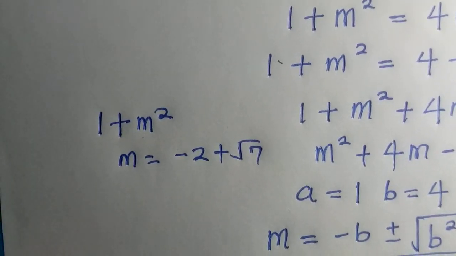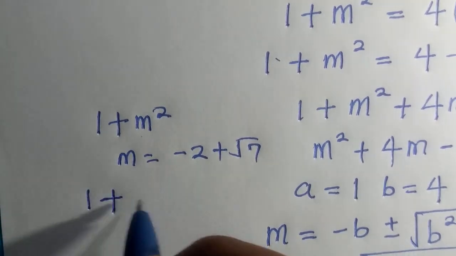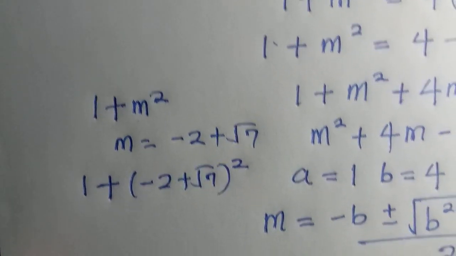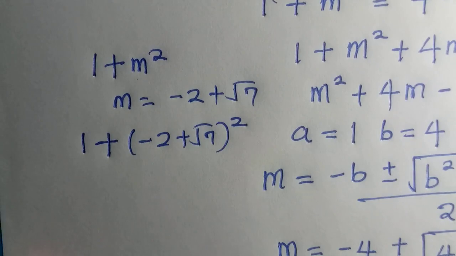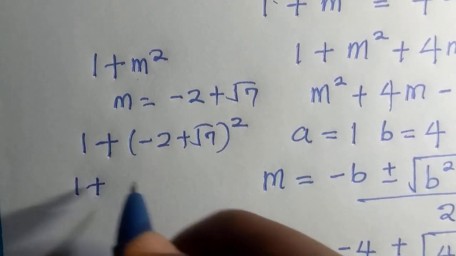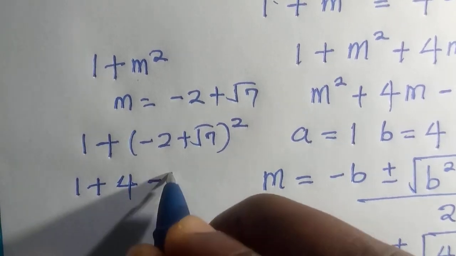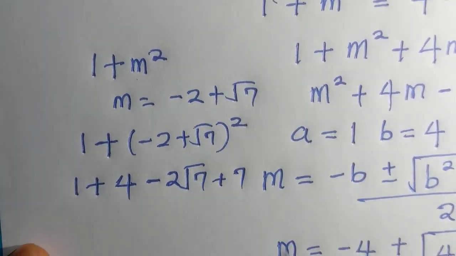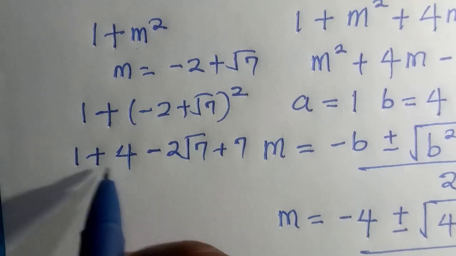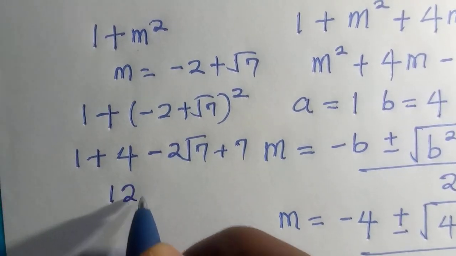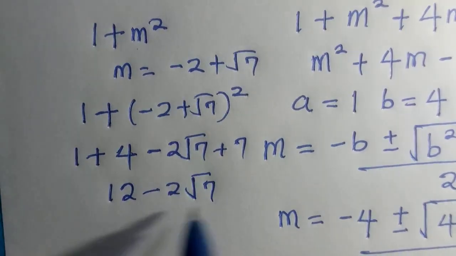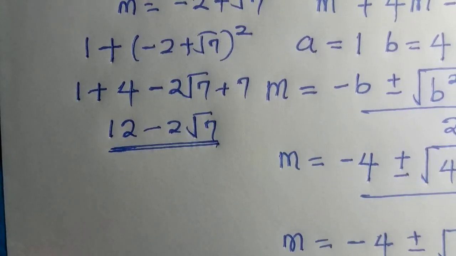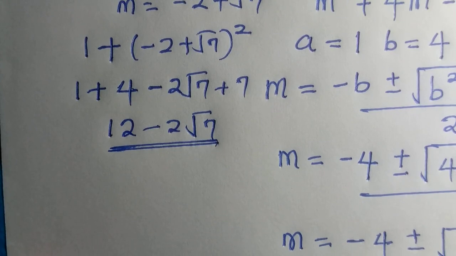So for minus 2 plus root 7, we have 1 plus open bracket minus 2 plus root 7 squared. When we expand this, we get 1 plus 4 minus 2 root 7 plus 7. Then 1 plus 4 plus 7 is 12 minus 2 root 7. And definitely this is going to be positive, which means positive under a root doesn't give us a complex solution.